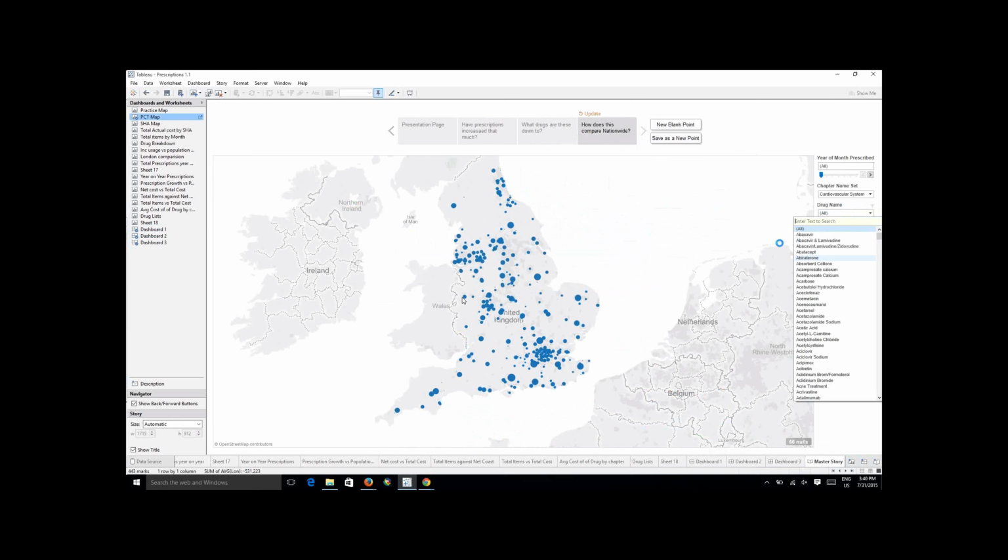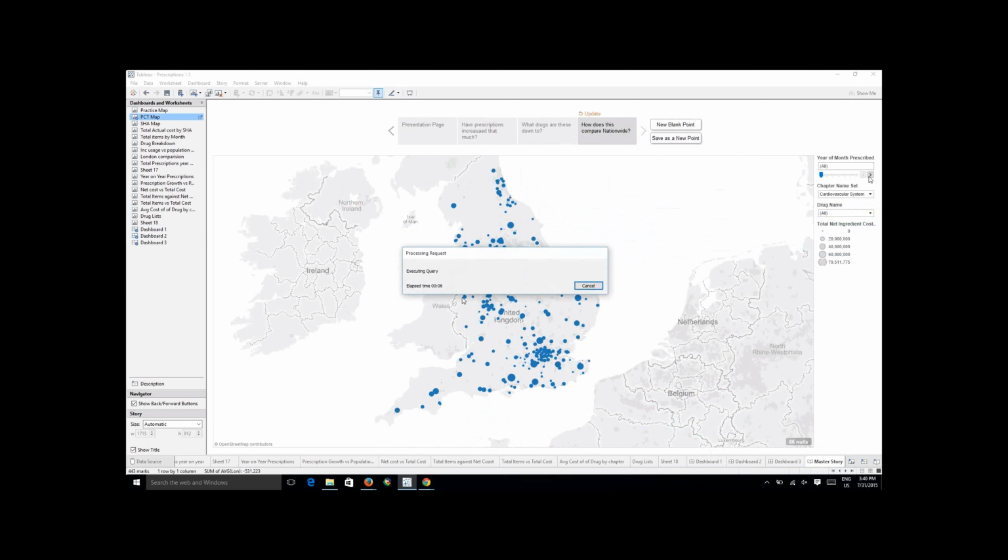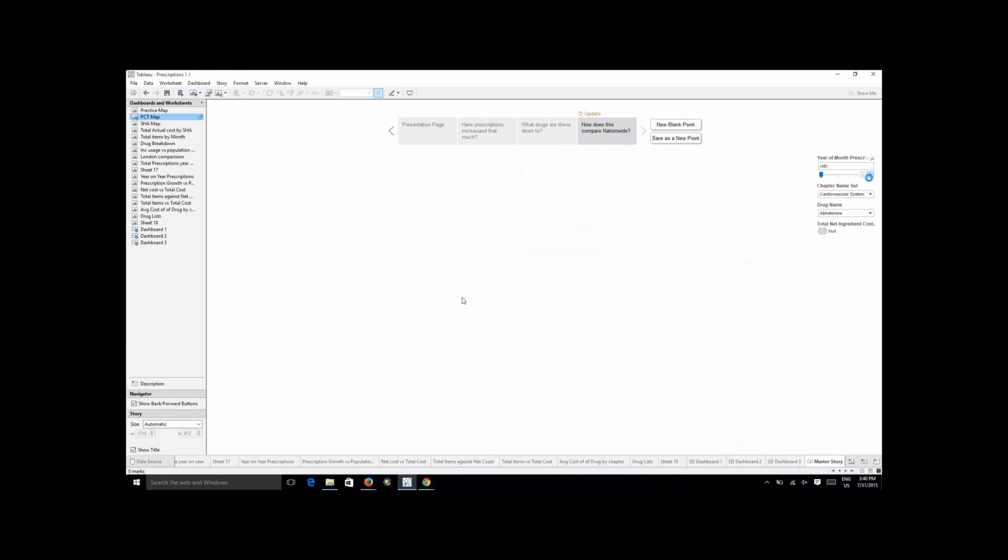Perhaps I should have put it on a year first, that would have made a bit more sense. I picked out one with no data. But anyway, that's about it really.